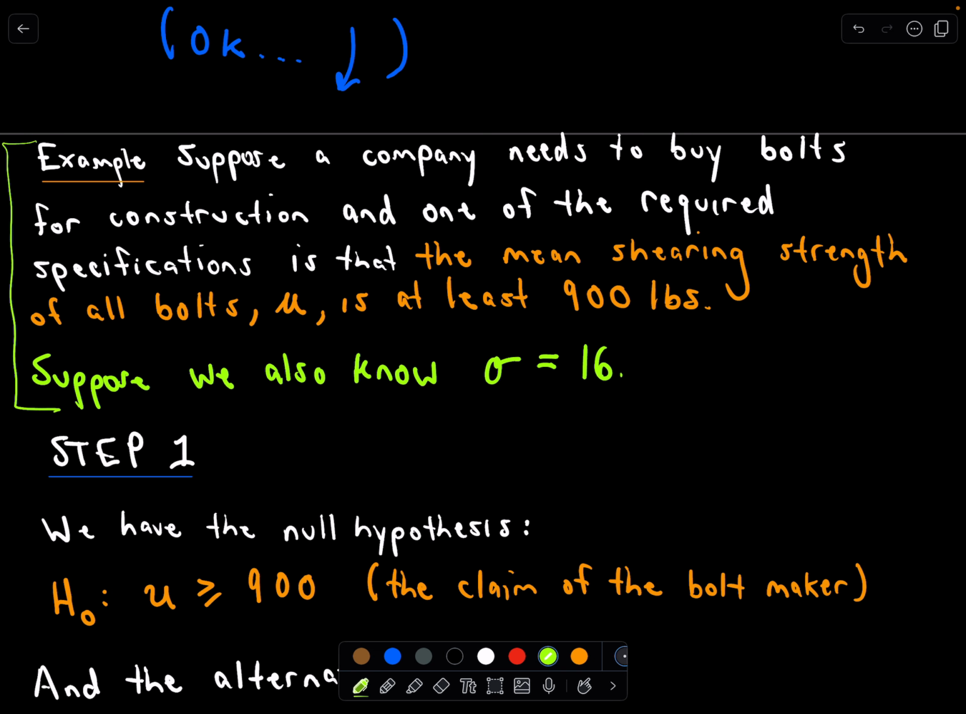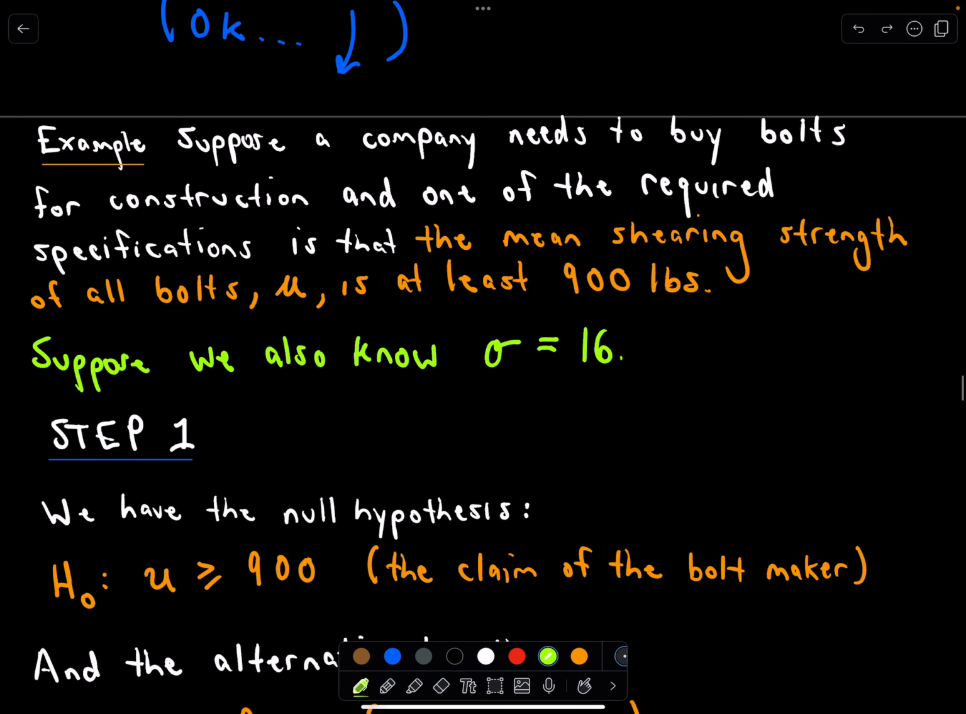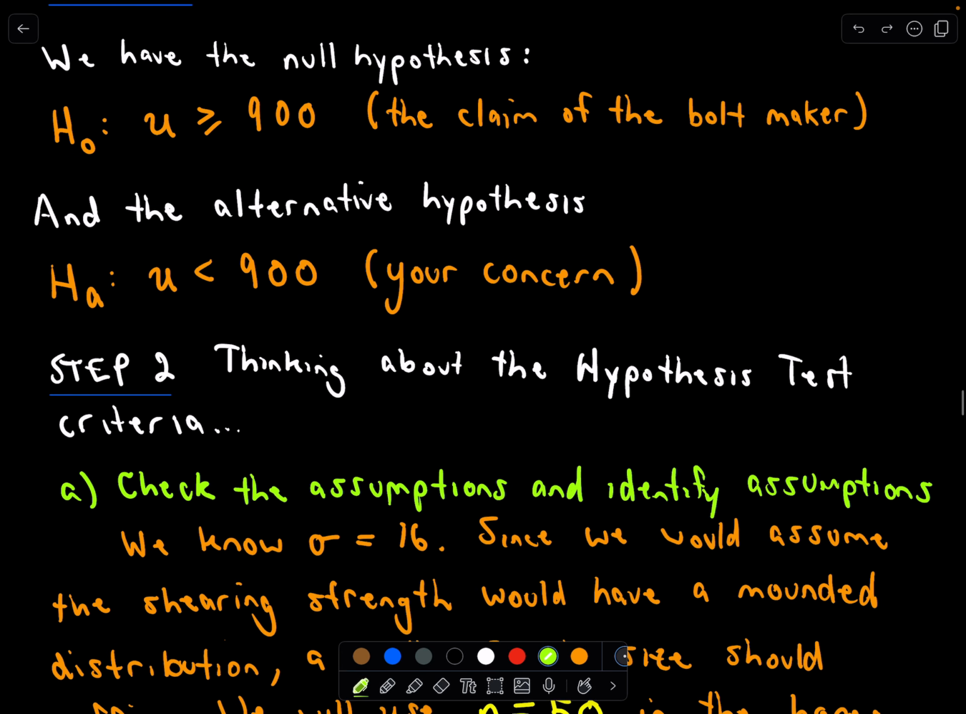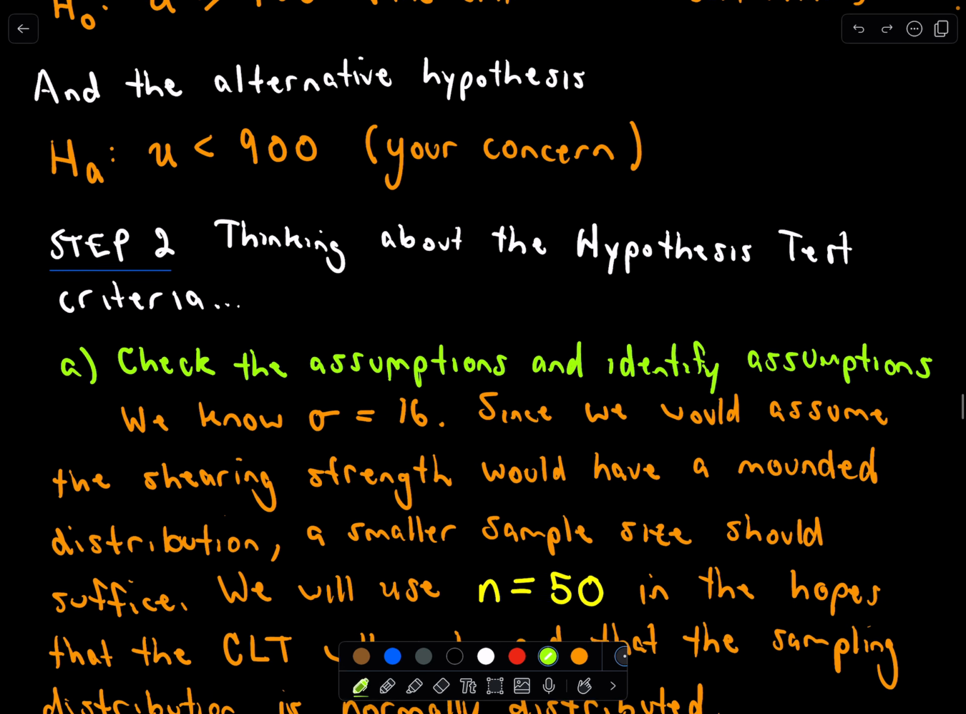So you've got to buy these bolts. You've got to make sure that the mean strength is at least 900 pounds. That's what has to happen. That mean has to be 900 pounds or greater. And suppose that we know that our sigma value in this case is 16. We'll make that assumption. So we've already stated our null hypothesis and our alternative hypothesis, and I've jotted those down again. Our null hypothesis was that the mean was greater than or equal to 900. That's what the bolt maker claims. And the alternative is that it could be less than 900, which is what you're worried about.